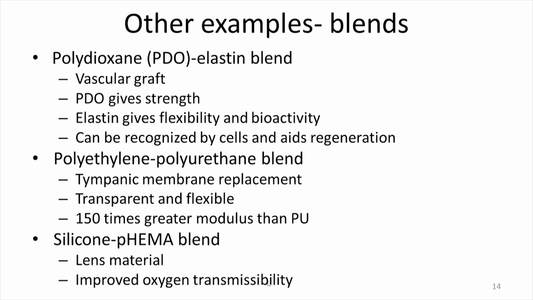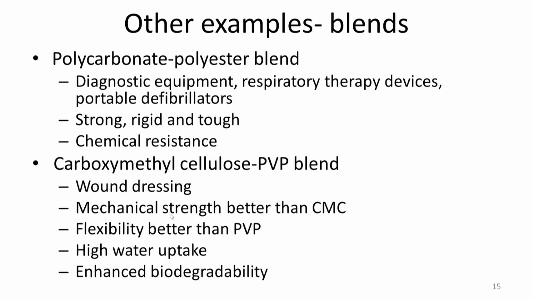Silicone, we are improving the oxygen transmittability as well as it gives you stability as well. Polycarbonate polyester, okay, polycarbonate is very strong, rigid, tough. So, these blends are used in diagnostic equipment, respiratory therapy devices, they are also chemically resistant because polycarbonate is also chemically resistant. So, it becomes a very tough polymer.